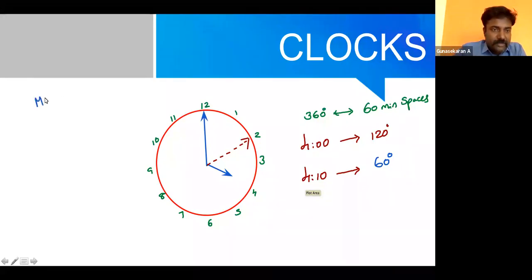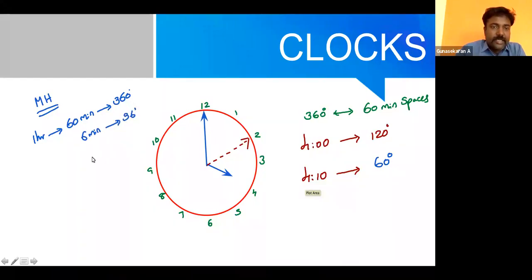See, the minute hand. If I take the minute hand, in 1 hour how much angle will it travel? 360 degrees. That is, in 60 minutes, it will travel 360 degrees. It will come to the 12 position again. So in 6 minutes, 36 degrees. Every minute it will move 6 degrees. Understand? That's why in 10 minutes it will move 60 degrees. That's why you subtract it.